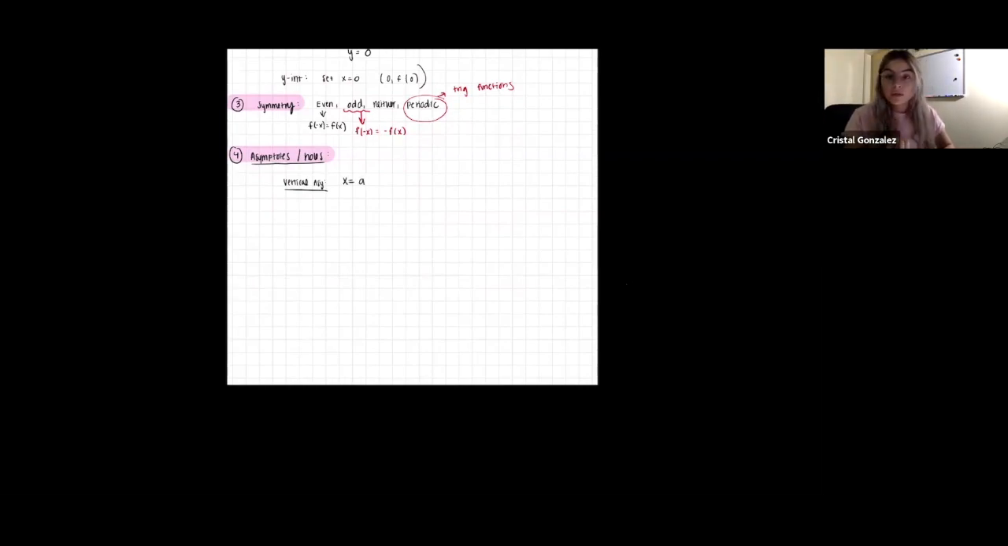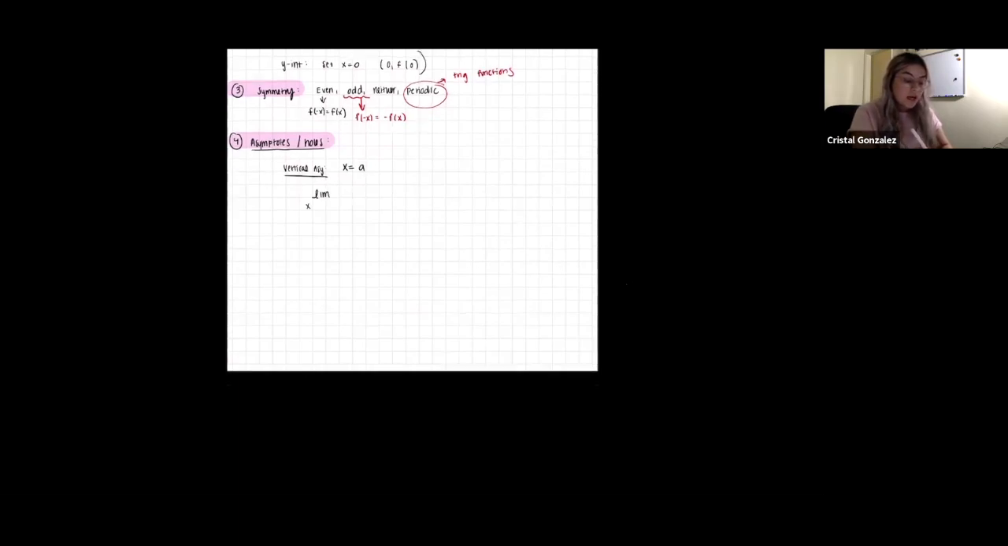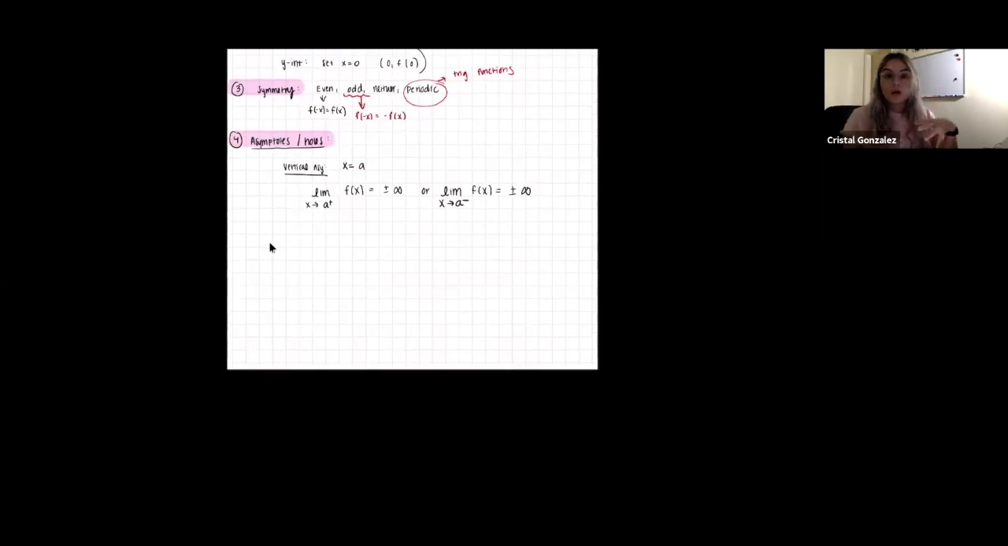But the way that we talked about this in our calculus class is we said that if we take the limit of a function as x approaches a from the right of f of x, if that goes off to either plus or minus infinity, or if we take the limit as x approaches a from the left-hand side of f of x, and it approaches plus or minus infinity, then those will cause vertical asymptotes.